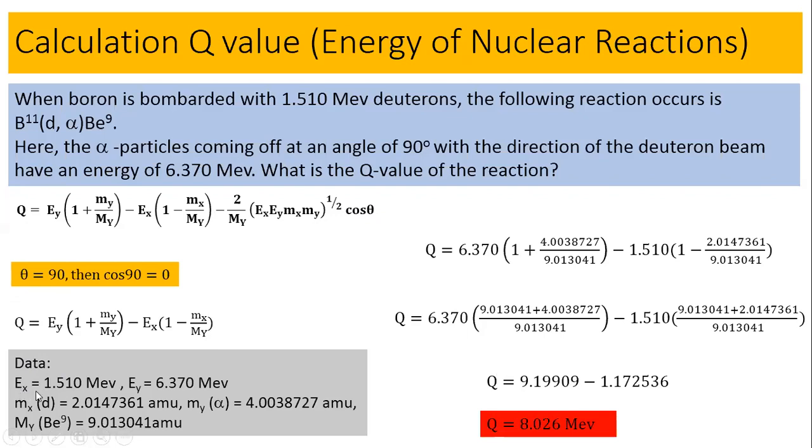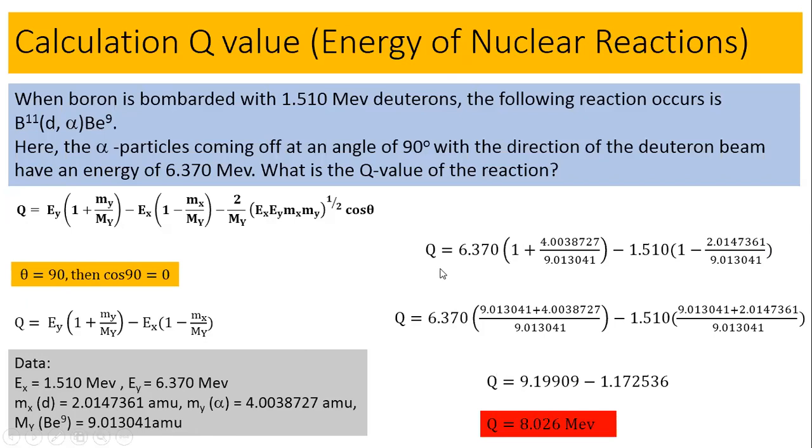So the data is here. Ex is the energy of the projectile, which is 1.510 in the case of the deuteron. The energy of the product particle, which is alpha, is 6.370. And these are the masses, and you can get them from any table available in the literature. The mass of the deuteron is the small mx, it is this, and the mass of the alpha is 4.003877 AMU, and the mass of the product particle, which is beryllium in this case, is 9.0 so on AMU. So you just have to put the values in this equation.